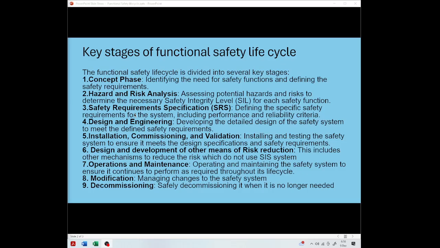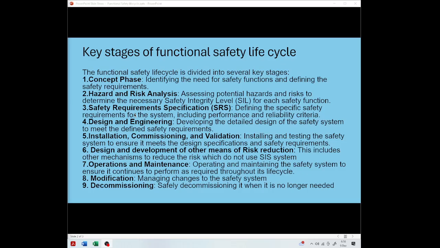We have a stage 6 also, which is design and development of the other means of risk reduction. And this is not exactly part of functional safety. This includes other mechanisms to reduce risk, which do not use any SIS system. It means that it doesn't use instrumented system to reduce the risk.